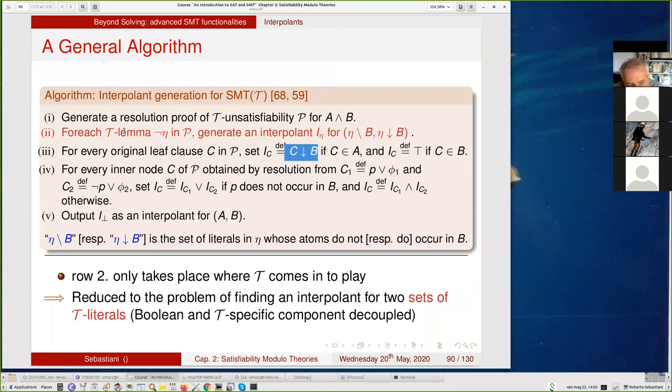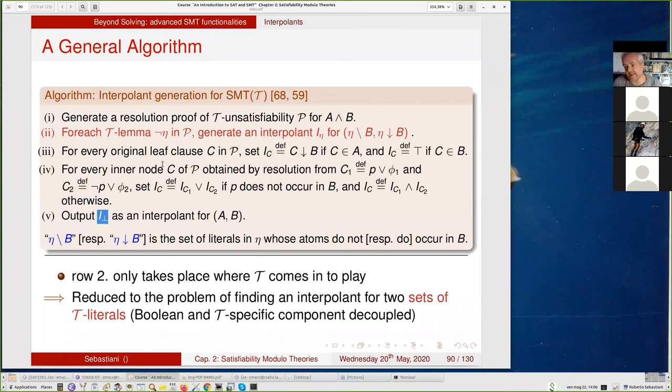So for every inner node of the resolution, well, this was obtained by resolution. So this means that there was a step like P or phi one and against not P or phi two, where P was some atom. And then we see if P does not occur in B, we add the disjunction of the interpolants. If P belongs to B, we add the conjunction of the interpolants. Okay? And at the end, the interpolant of the original false formula is an interpolant for A and B. Of course, the proof of this was due to Pudlak long ago.